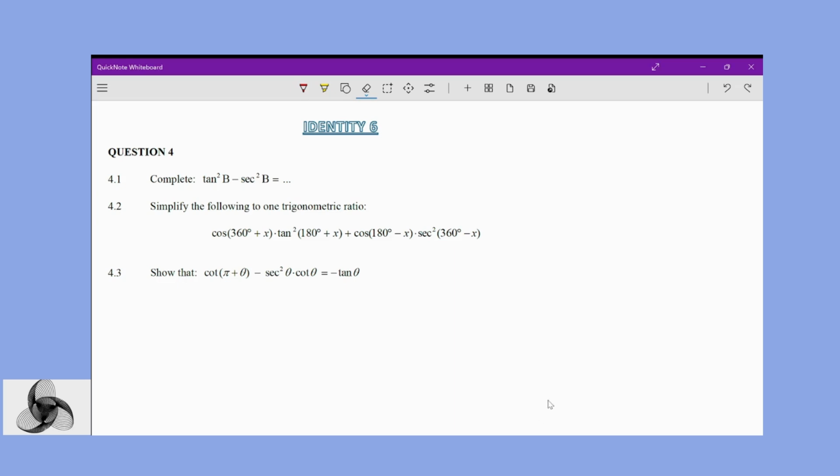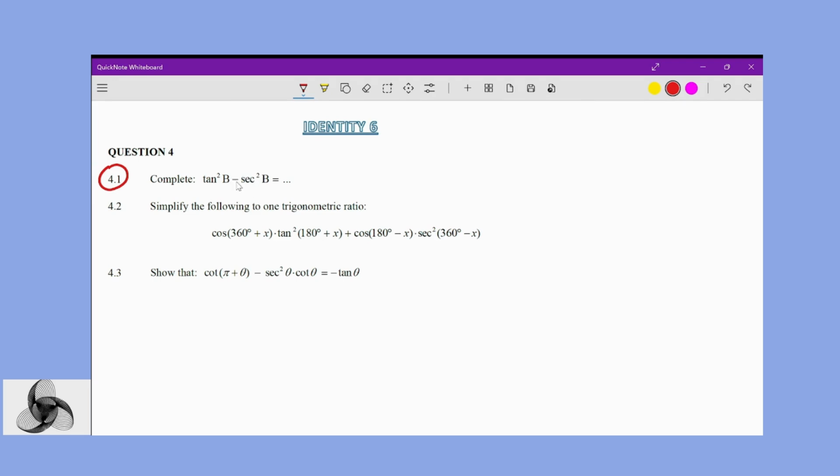Hello everybody, I come back yet with another section. Let's see what we have here. We're still doing identities, trigonometry, reduction formulae. The first question that we have says complete the following identity.